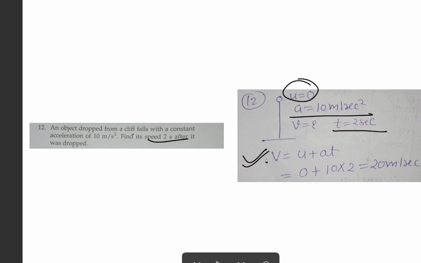So again we use Newton's first equation: v is equal to u plus at. u is 0, a is 10 and t is 2. 20 meter per second is the answer.